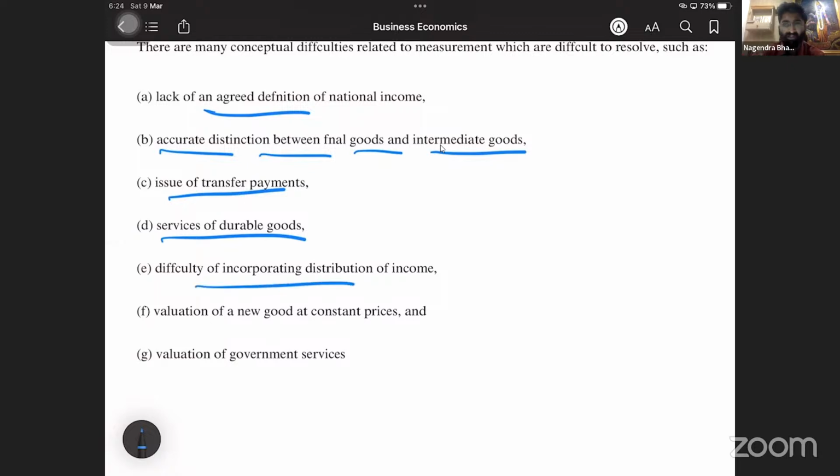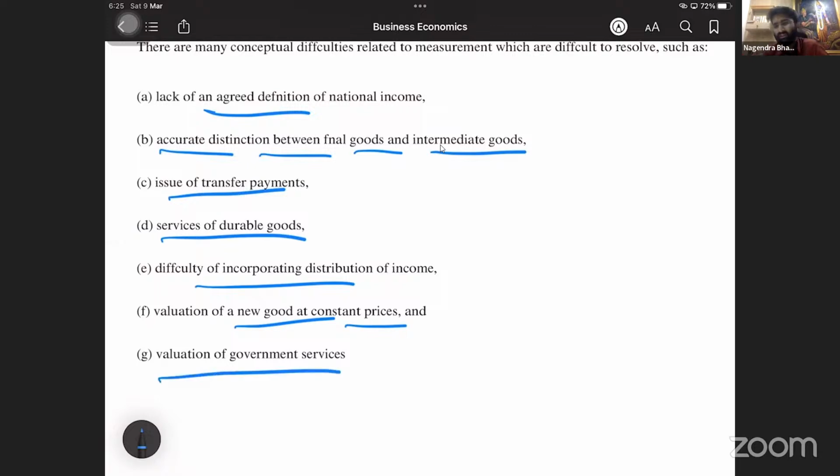Difficulty of incorporating distribution of income. Income gets distributed between rich and poor. How to incorporate that distribution of income? Valuation of new goods at constant prices. Is it possible to calculate a new mobile phone at the same old price? Not possible. We have to increase the value of that mobile phone, because we cannot value a new mobile phone at the old price. And valuation of government services.